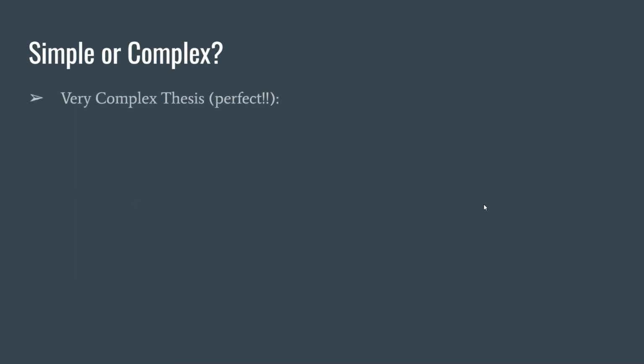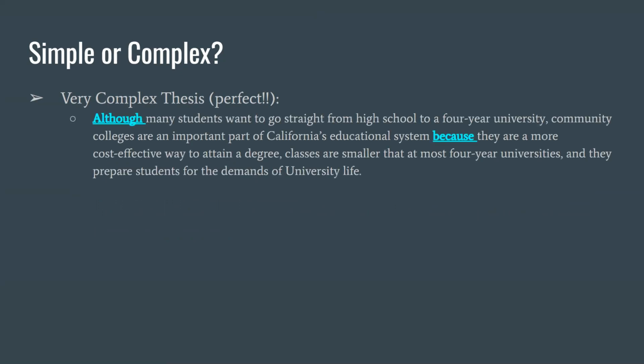A very complex thesis statement, and I wouldn't say very complex, but this is where we're talking. This is a true academic sentence. Although many students want to go straight from high school to a four-year university, community colleges are an important part of California's educational system because they're a more cost-effective way to attain a degree. Classes are smaller than at most four-year universities, and they prepare students for the demands of university life. That thesis statement right there is one long sentence, but uses strong, attention-grabbing words that tell the reader precisely, without a shadow of a doubt, what the writer thinks.